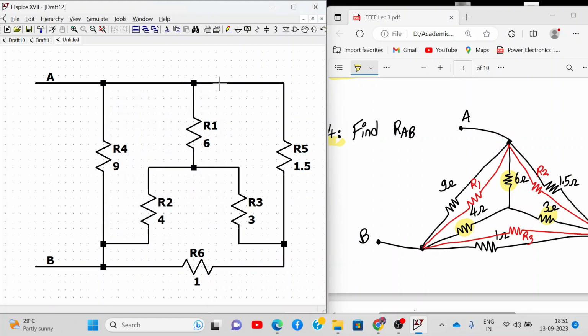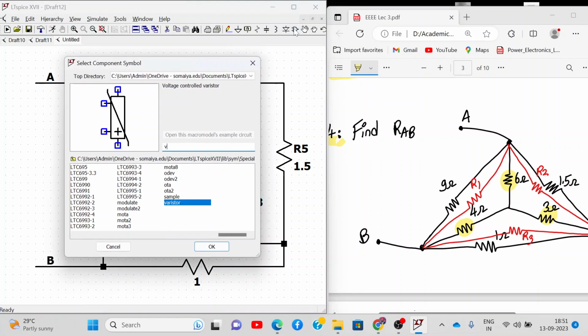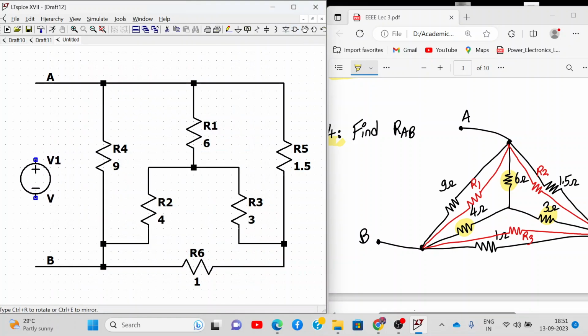Now in order to calculate the equivalent resistance, I'll connect a voltage source of 10 volt value. Whatever the current flowing through the voltage source, the value of the voltage source divided by the current flowing through it will be the resistance. So here I'll right click, I'll give 10 volt over here. Also I need to connect the ground, so I'll connect the ground below. So yeah, here it is.